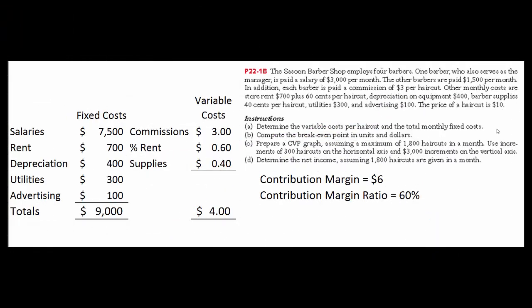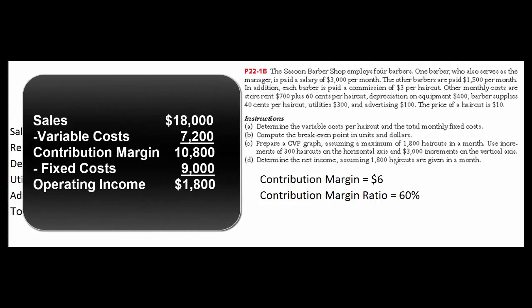And there's many different ways to answer the part D. You might say if we have 1,800 haircuts, that means we have revenue of 18,000. The cost per haircut is $4. So 4 times 1,800 is 7,200, which gives us a contribution margin of 10,800, minus the 9,000 fixed costs would give us our $1,800 net income. I prefer to think operating income. The book says net income.